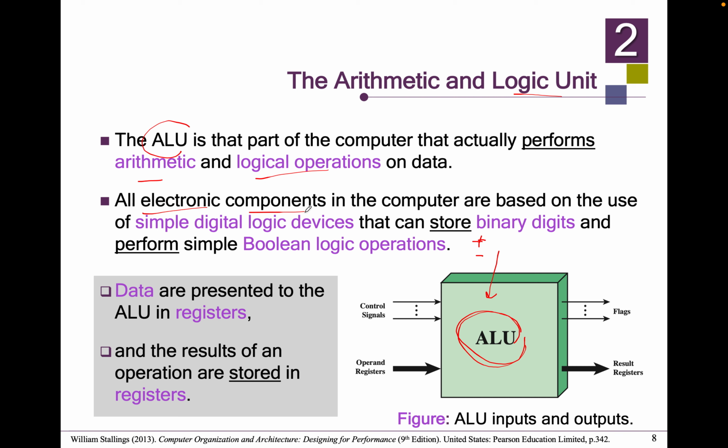All electronic components in the computer are based on the use of simple digital logic devices that can store binary digits. So I already mentioned last time that computer only knows 1s and 0s, which is the binary number system. I hope that you still remember we learned it in our digital logic subject, and perform simple Boolean logic operations. Data are presented to the ALU. So how are you going to store, like, maybe 7 inside your ALU, 8 inside your ALU? How are you going to store it? So we're going to store it using the binary, but where we're going to store is inside the register. Inside the register in the ALU.